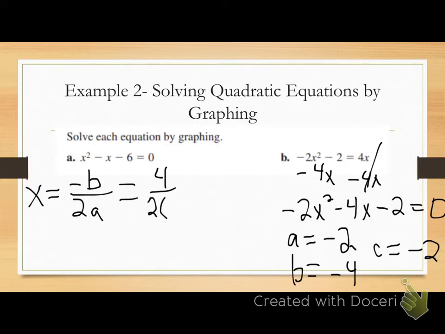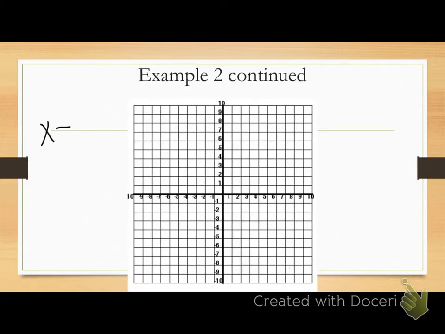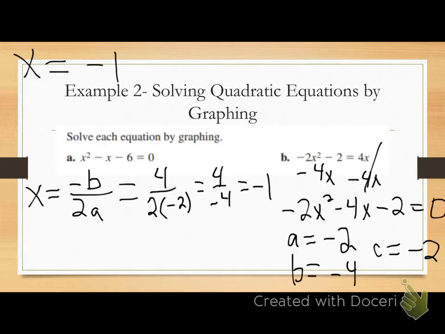And then what's my A value? Negative 2. What's 2 times negative 2? Negative 4. 4 divided by negative 4? Negative 1. So x equals negative 1 is my axis of symmetry. Any questions how I got my axis of symmetry?